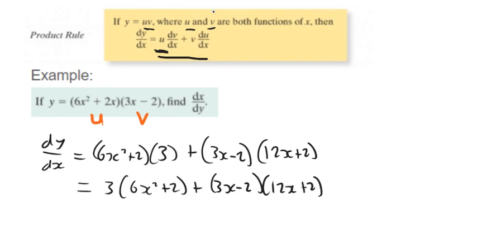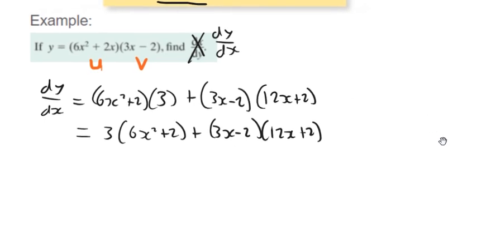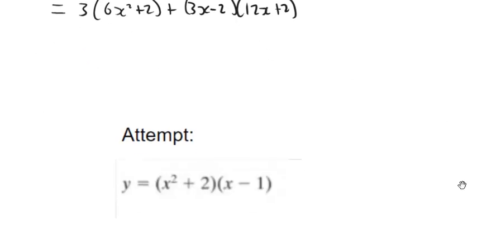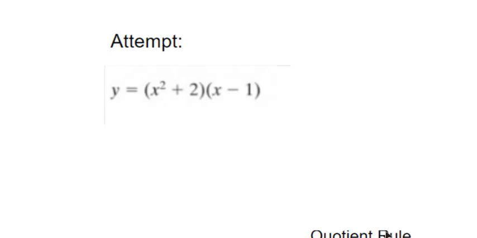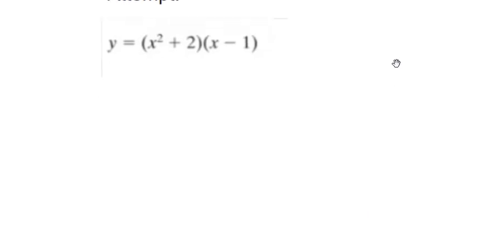Now I should say as well that that's a misprint there. It should say dy dx, so it's just differentiating as normal. So it's always finding dy dx. So if you want to try this one and then play it on, and I'll go through the answer.